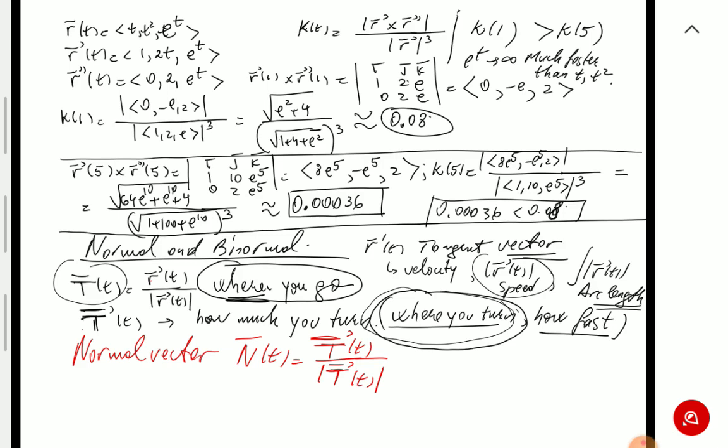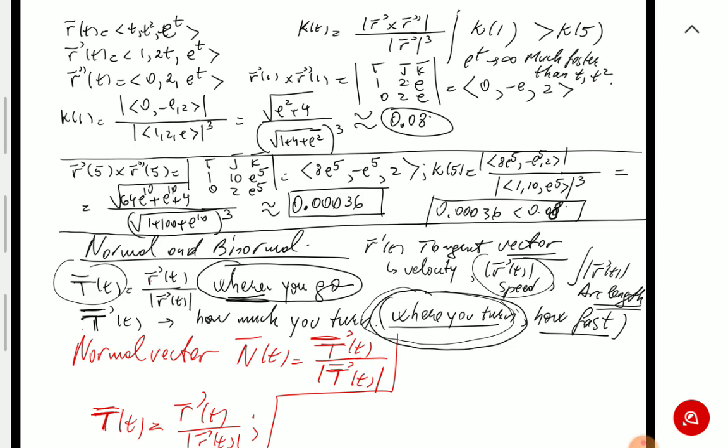So let's put this together. Unit tangent, r prime over its magnitude, and that's it. We have it already here. I'm not going to write it again. So t of t is r prime over its magnitude, and the normal is t prime over its magnitude, t prime of t. This is the tangent and the normal.